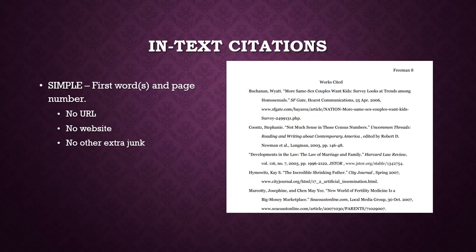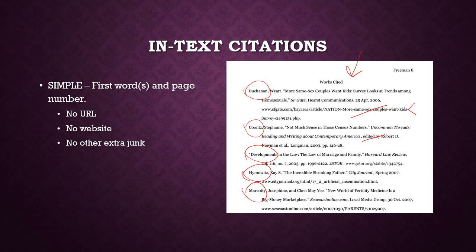So then once you've got your works cited page made, so imagine this is your works cited page, and it comes to putting your citations in the text as you write, then it's actually really incredibly simple. It's the first word from your works cited page and the page number. So this word right here is what goes in your citation. It is never the URL. It is never the website. It is never the editor. It's always this first word.